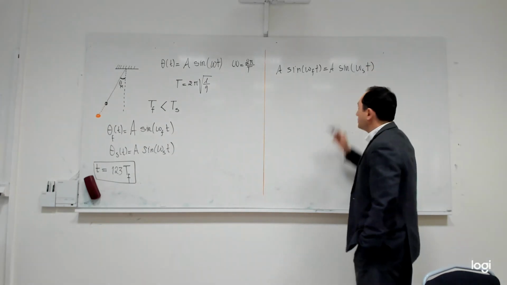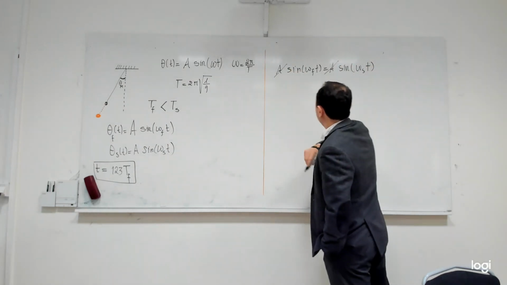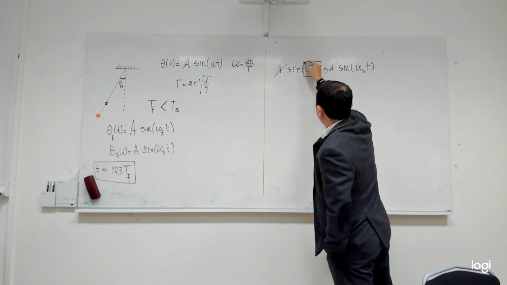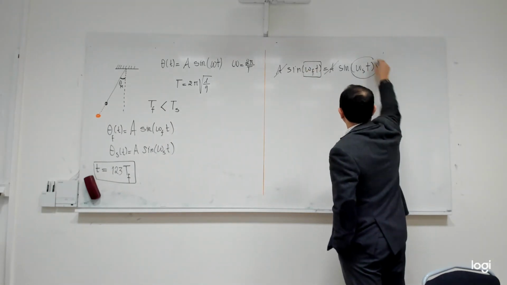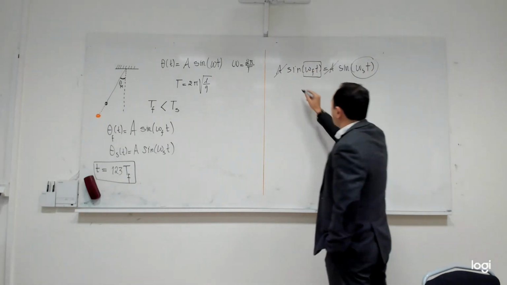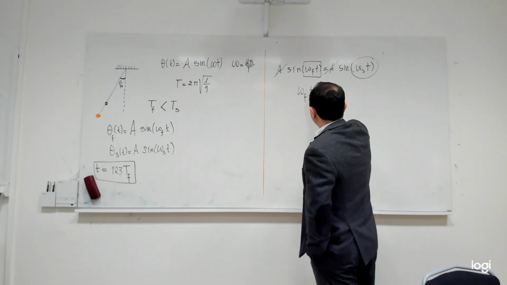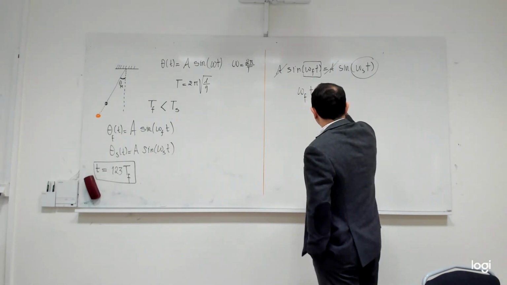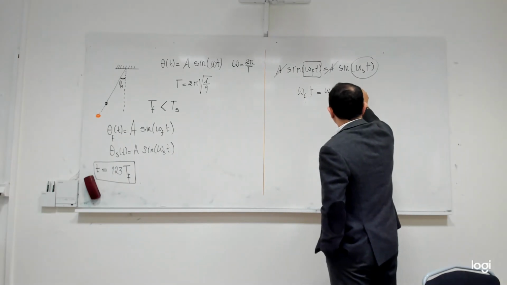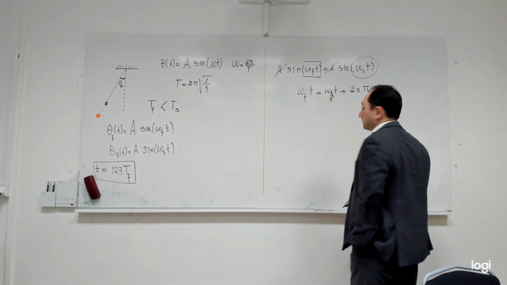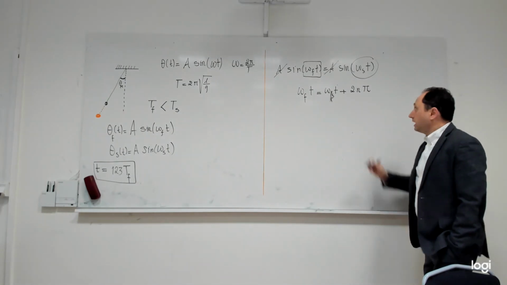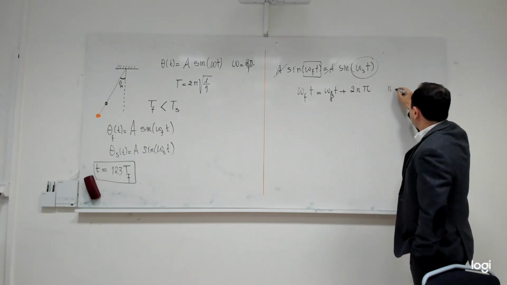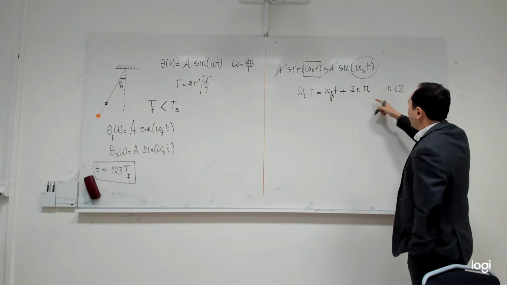Yes? And this is trigonometry, yes? We cancel this A, and then do you remember I told you in Math 4, this one and this one. Two signs are equal, so it means that omega_f times t should be omega_s times t, but plus 2nπ. Yes? And then n is an integer, yes? But here n cannot be negative.